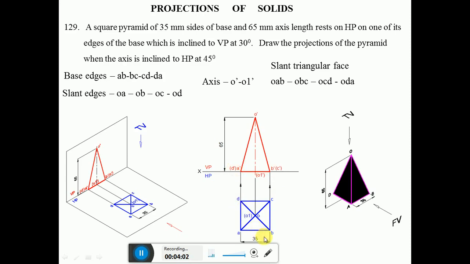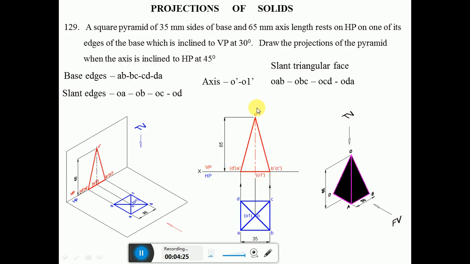And when you look from the front view, O1 is hidden by the edge AB, so O1 dash is invisible. O dash is a visible point and A dash is a visible point, so you dark that. O dash is a visible point and B dash is a visible point, so you dark that. Then A dash and B dash are visible points, so you can dark that also. So this becomes the triangle.